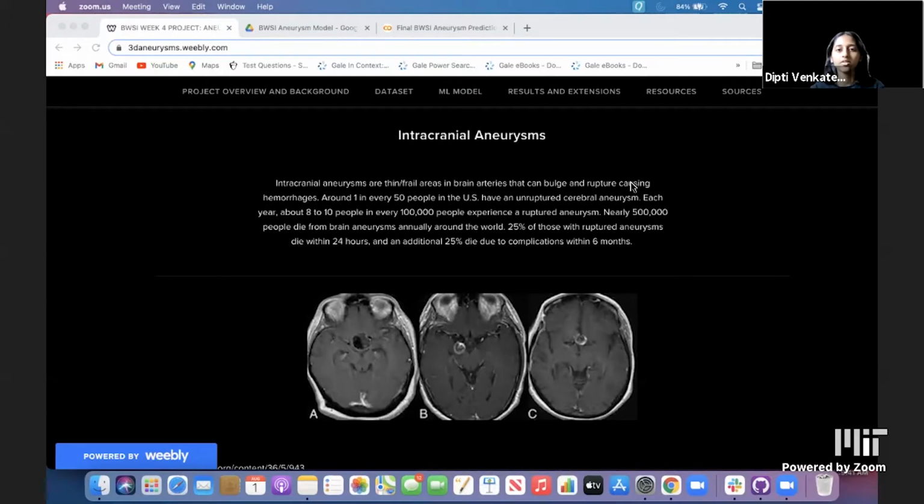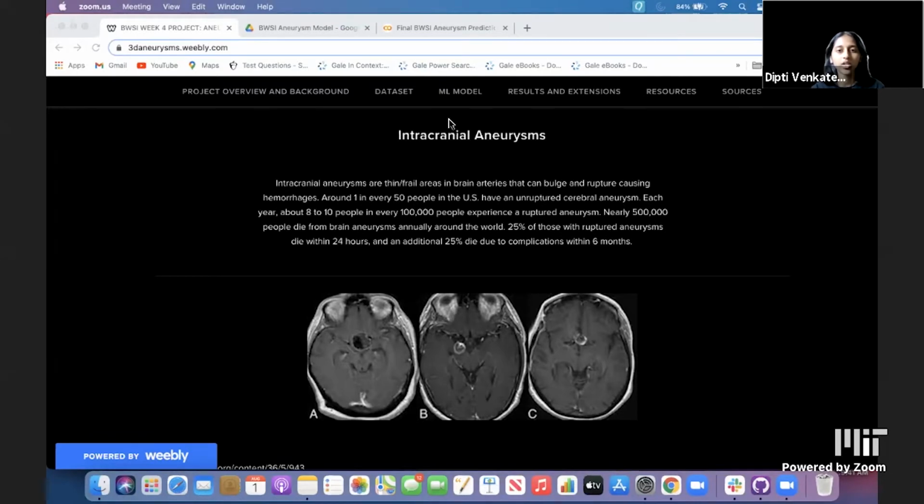So intracranial aneurysms, also known as cerebral or brain aneurysms, are thin or frail areas in brain arteries that can bulge and rupture, causing hemorrhages where blood goes into nearby tissue. Around 1 in every 50 people in the US have an unruptured cerebral aneurysm. Each year, about 8 to 10 people in every 100,000 people experience a ruptured aneurysm. Nearly 500,000 people die from brain aneurysms annually around the world.